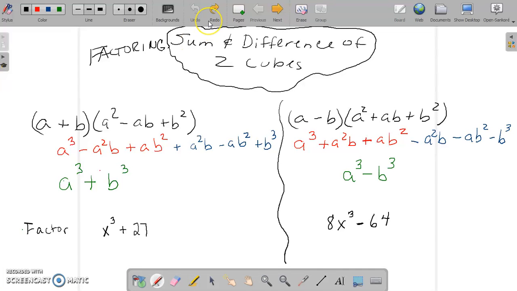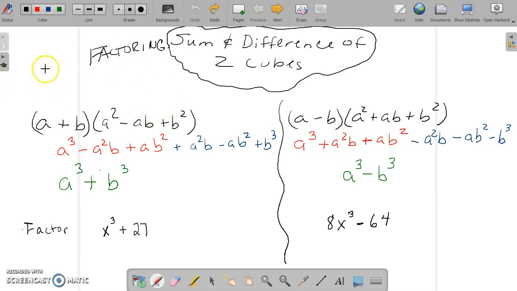This video is over section 2.4 in your Algebra 2 book, and it's basically more factoring, which you've had in the past. But there's a few new techniques that are going to be introduced to you in this section. One of them is factoring the sum and difference of two cubes.